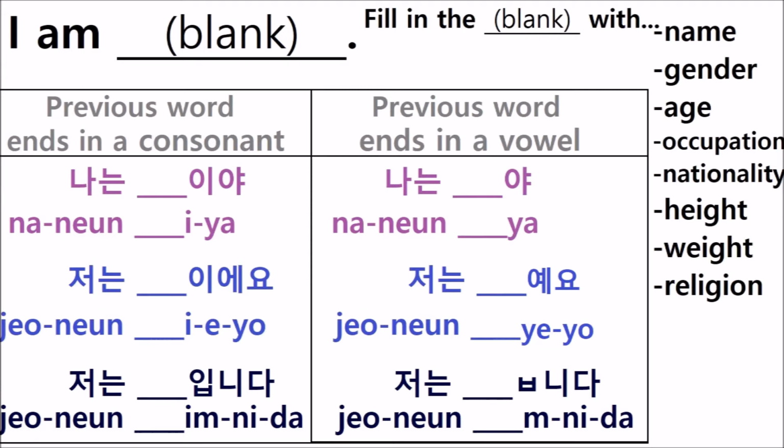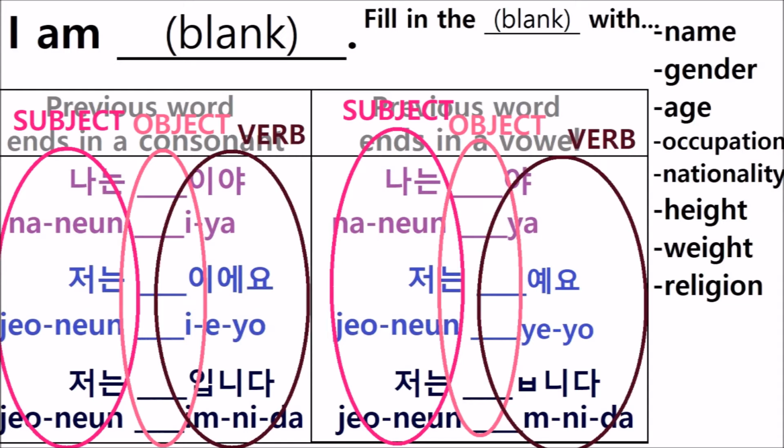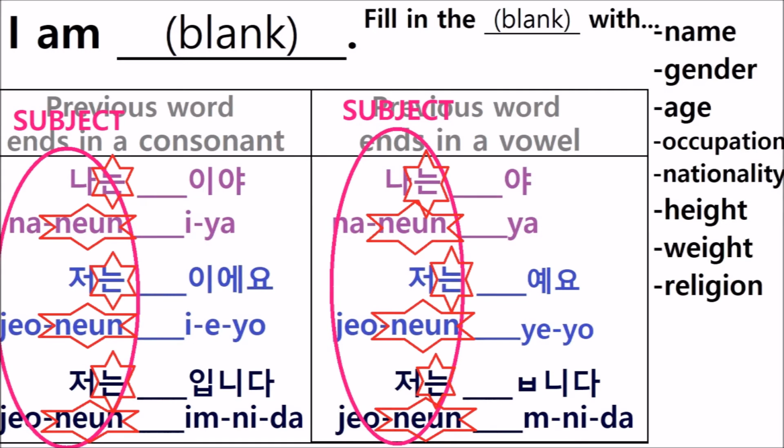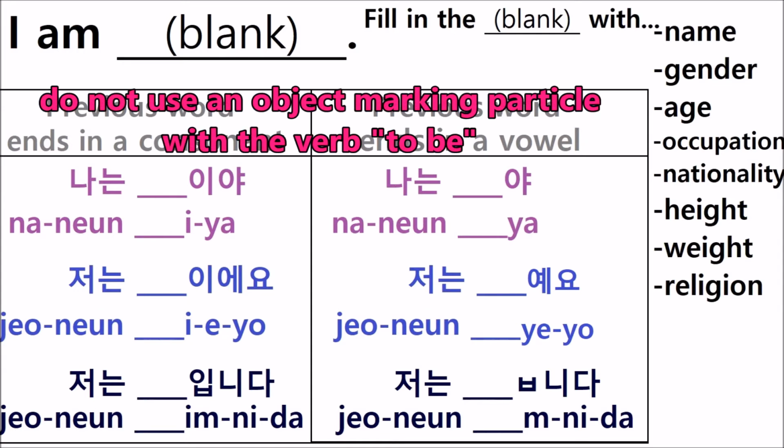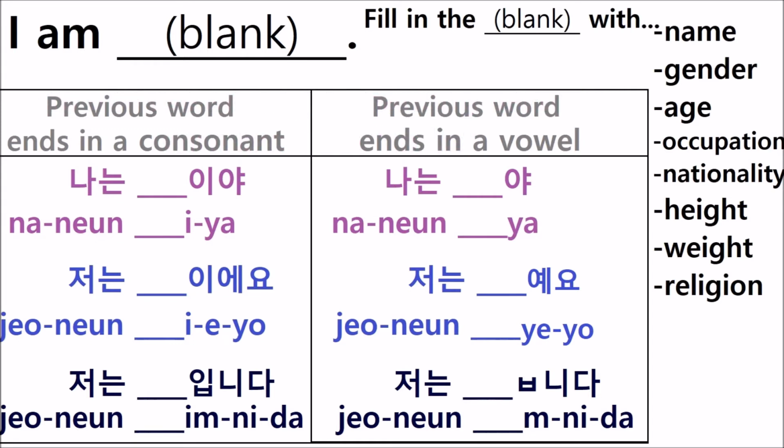Recall the word order in Korean is subject, object, verb. The verb is at the end of the sentence. The subject has a subject marking particle, and the object usually has an object marking particle, but when we use the verb to be, we do not use an object marking particle. And the reason for that is complicated. I will not be explaining it in this video. Take a close look at this page. Notice there is no space here between the object and the verb. Now fill in the blank with an object, like your name.